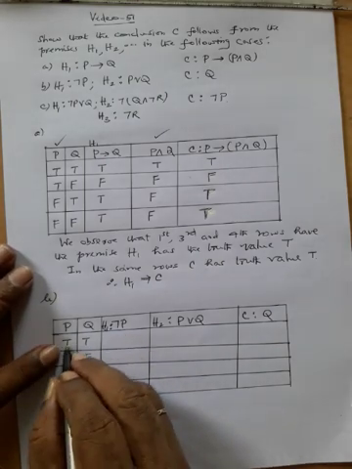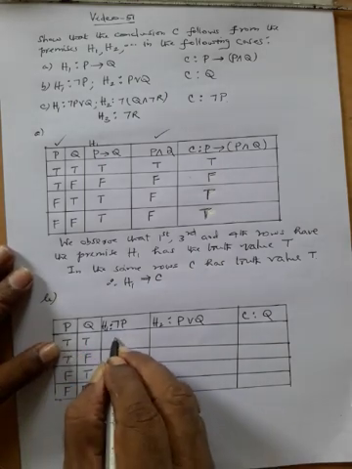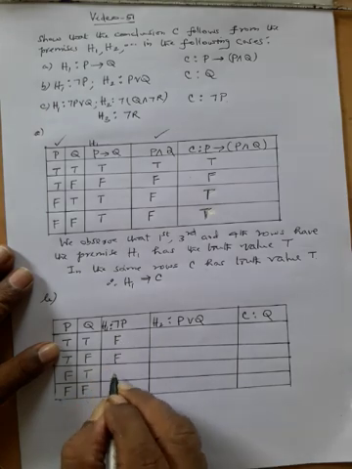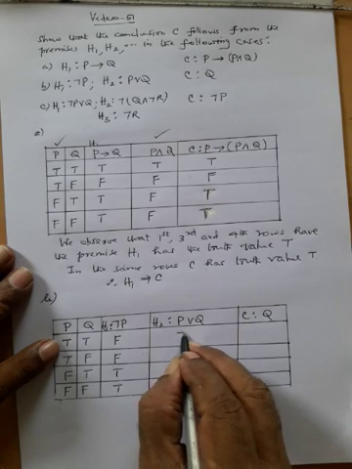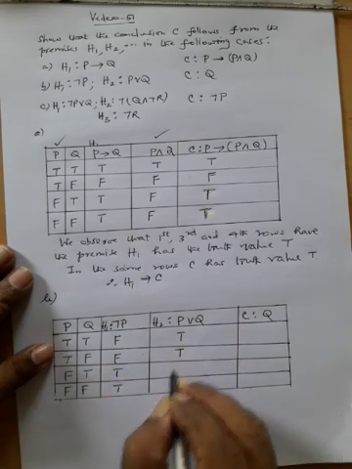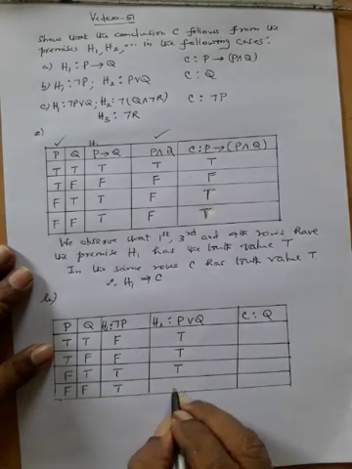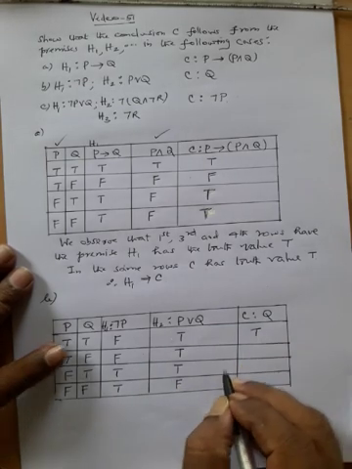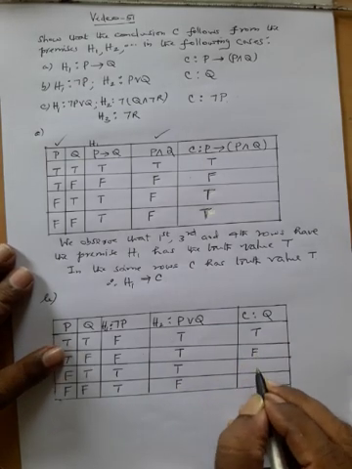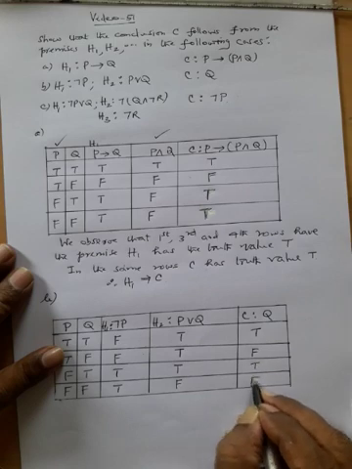Now negation P: the opposite, negation of T is F, F, T, T. P or Q: TT is T, TF is also T, FT is also T, FF only F. C is Q, we repeat Q: T, F, T, F.